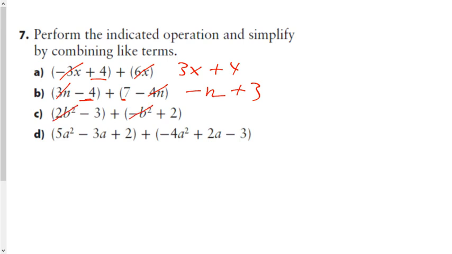2b and negative 1b make just 1b, or b squared. And a negative 3 and a positive 2 make a negative 1. And finally, a trinomial. These two will combine. A positive 5 and a negative 4 make a 1, or just an a squared. Negative 3a and a positive 2a make a negative 1a, or just negative a. And a positive 2 and a negative 3 make a negative 1 as a constant.